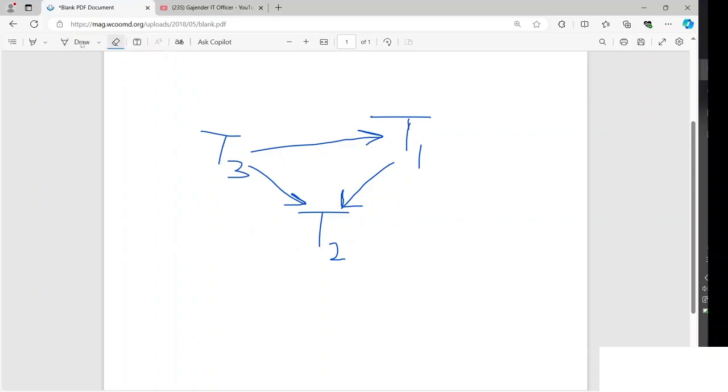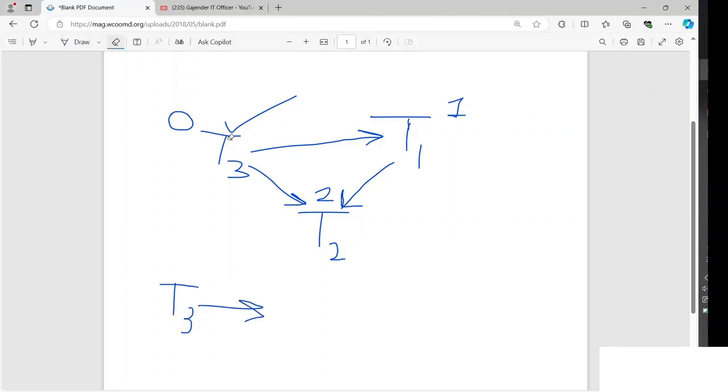So now check the in-degree. Check the in-degree of T1. How many arrows are coming? One. So it has in-degree of 1. T3 has in-degree 0 because no arrow is coming towards T3. The in-degree of T2 is 2. Now the one with 0 we will pick. So T3 has in-degree 0, so we will pick T3 first, and after that we will remove it.